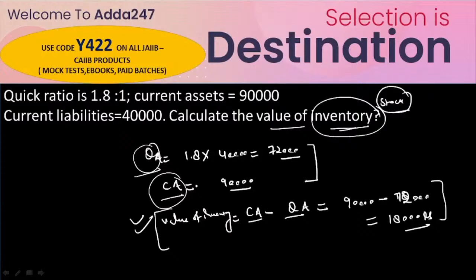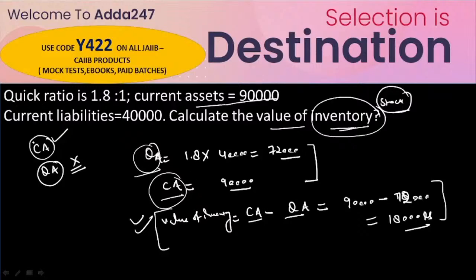Okay, look, if we have to calculate the value of the inventory from the given data, we know that inventory is a type of current asset, but inventory is not a type of quick asset. So if the current assets are given, then the inventory and the prepaid expenses are the type of assets that are generally not acceptable in the quick asset.